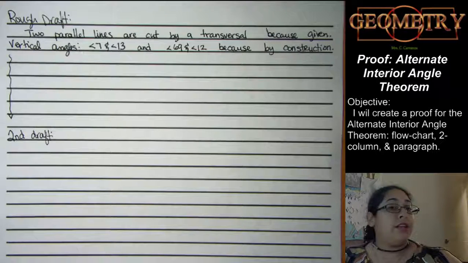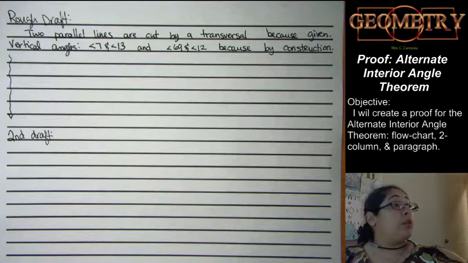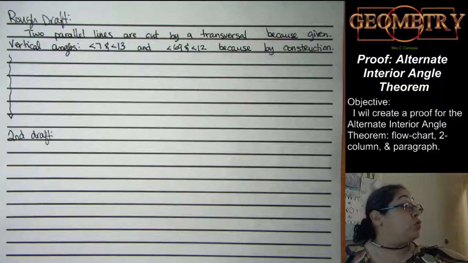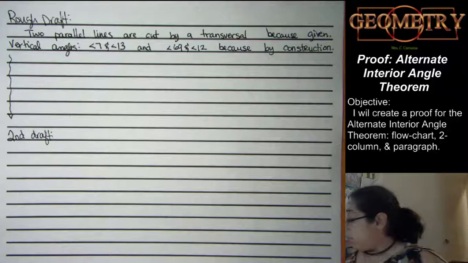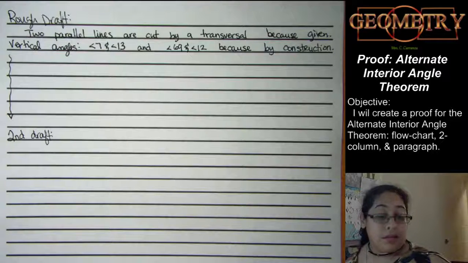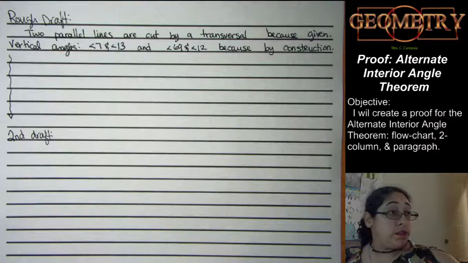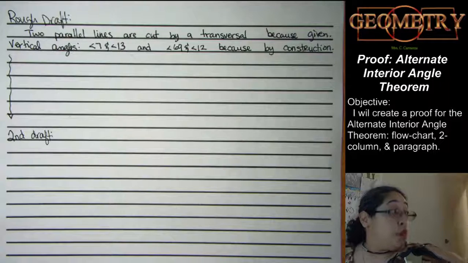Two parallel lines are cut by a transversal because given. Given two parallel lines are cut by a transversal. Okay, so we can do that. Back here we also had because it is given. Either one of those two work beautifully. Okay, so I'm going to take his for now. You write yours. Yours is nice.